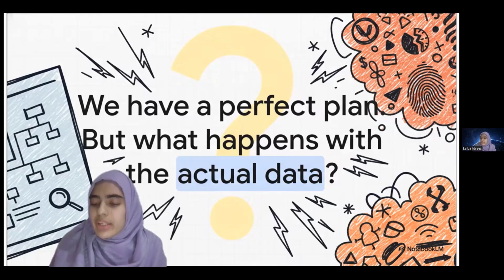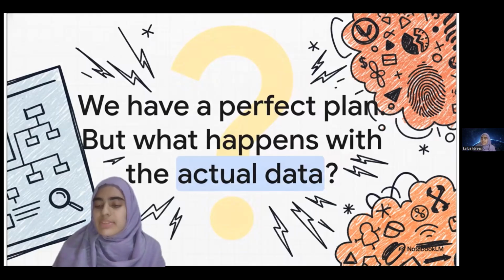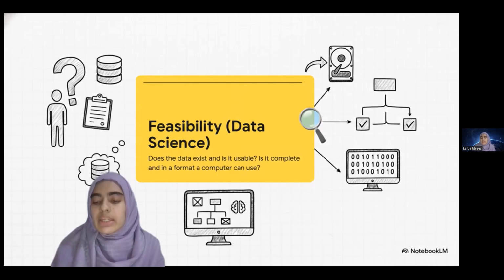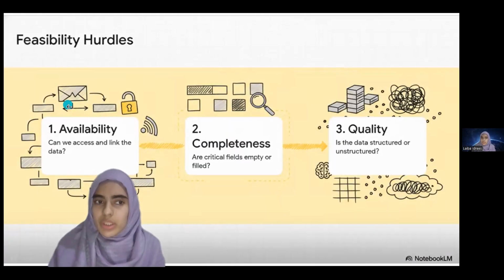In a clinical trial, feasibility means can we recruit patients? In data science, feasibility is: does the data exist and is it usable? You need to teach yourself to ask three questions before you start a project. Is the data available? Is it complete? Is it in a format a computer can read? These three: availability, completeness, and quality.